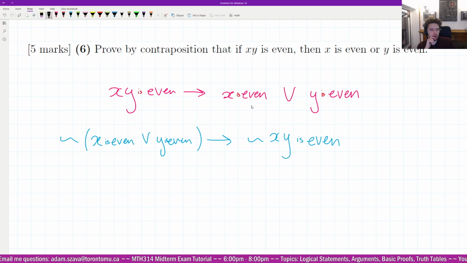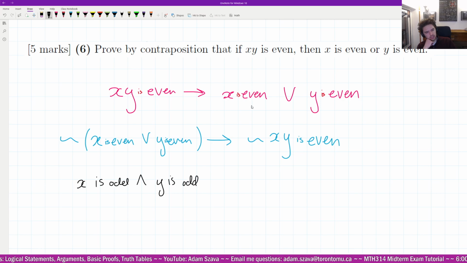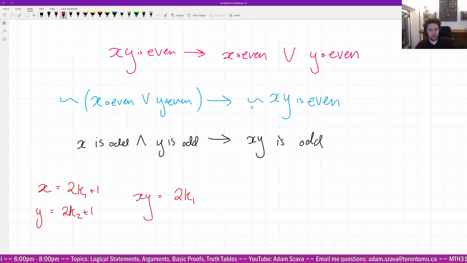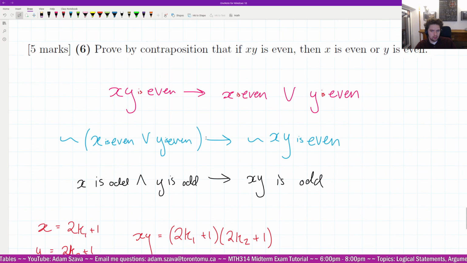So this is easier to prove, right? Because if I distribute the negation, basically this is x is odd and y is odd. Hopefully it makes sense why it's switching to odd, I'm negating it. Implies xy is odd. This is much easier to prove. So you can just do this by doing x is equal to 2k1 plus 1, y is equal to 2k2 plus 1. So xy is (2k1 plus 1)(2k2 plus 1). Question, do you have to flip the xy and x or y as well from the original statement? Yeah, you negate both sides.